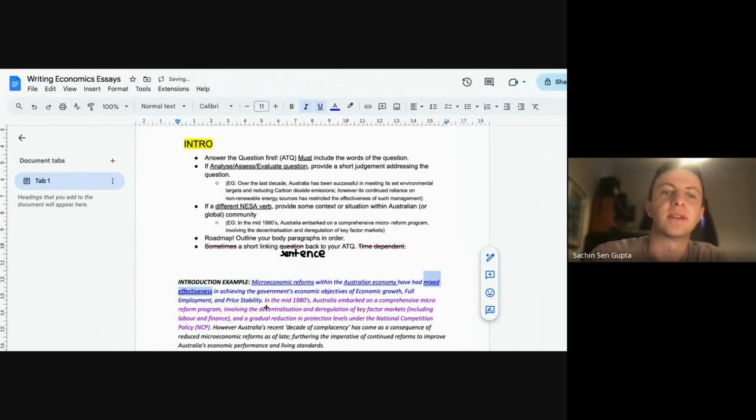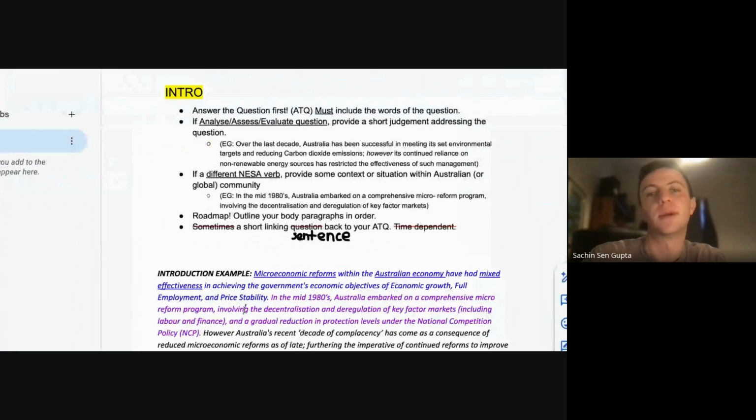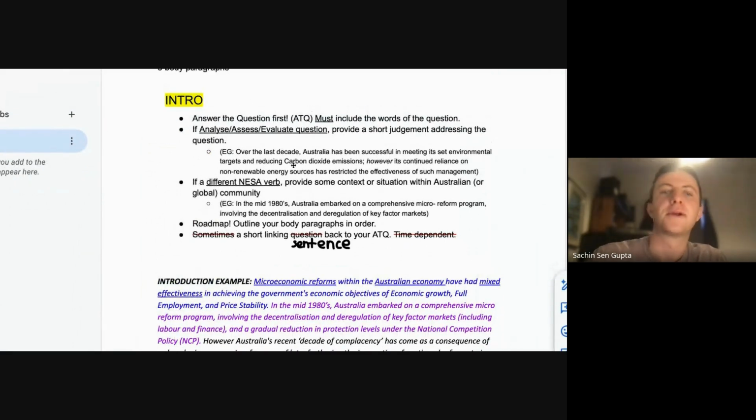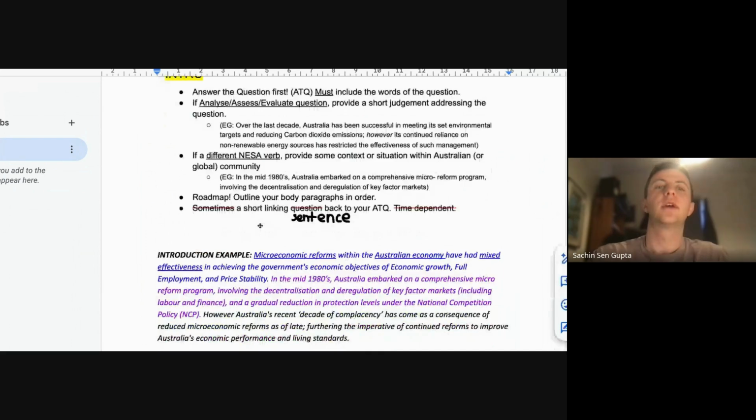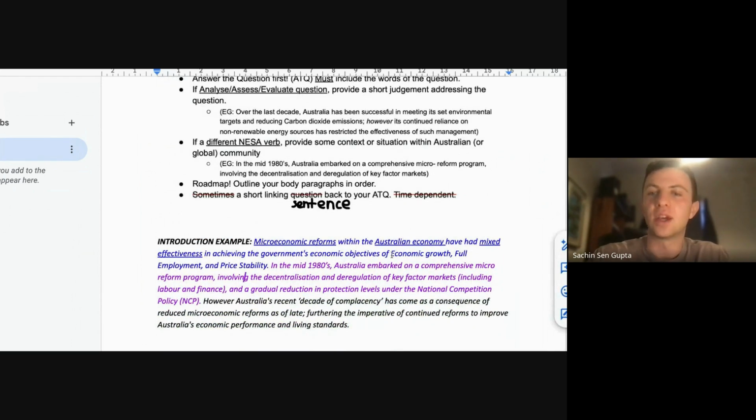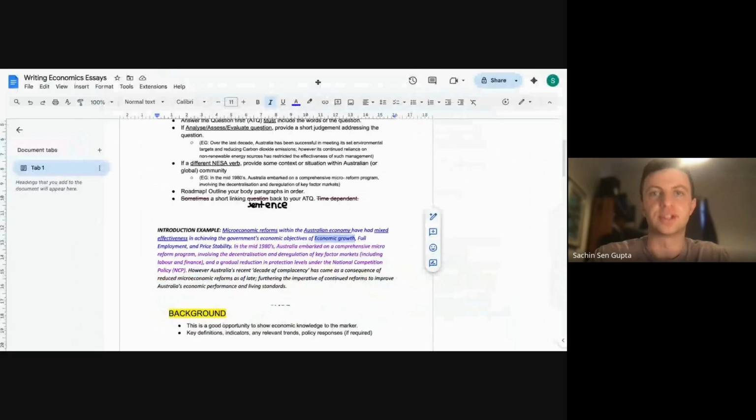Now, I've said mixed effectiveness, and a lot of the top students are generally going to do this with an analyze, assess, or evaluate question. The reason is because you get to provide a bit of nuance and you get to provide both sides of the argument. So that is something I would recommend, not saying it's been completely effective or completely ineffective. The best responses tend to give a bit of nuance and a bit on both sides, because that seems like a proper evaluation or assessment. So I've answered the question with keywords from the question, as you can see.